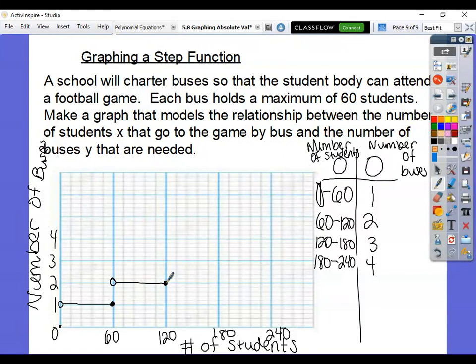Then, for 3, I've already counted 120 once, so that's why I put an open circle. And then the interval is going to close at 180 students, so I close the circle. Again, we've already have a closed circle at 180, so for the next one, for 4 buses, the interval's from 180 to 240, we close the circle. This is a step function. This is how you make a step graph.